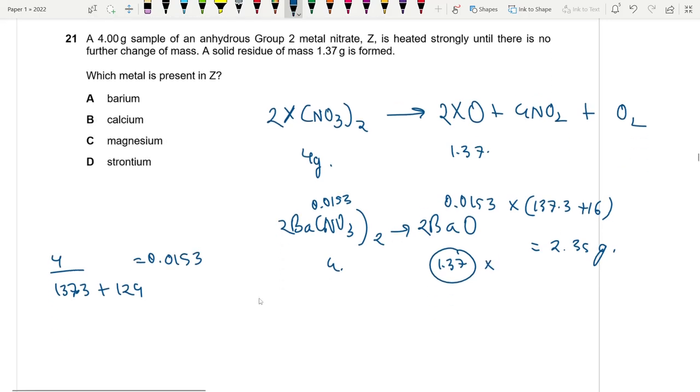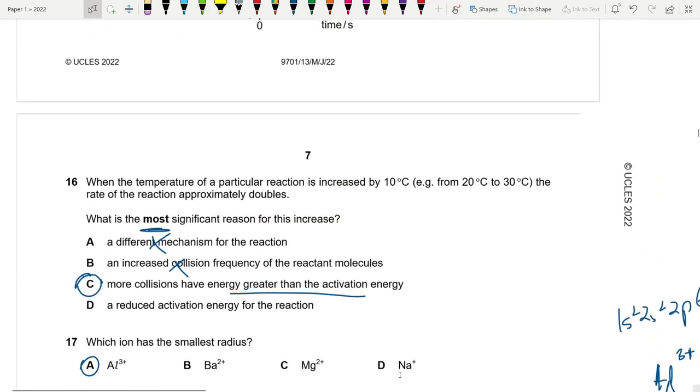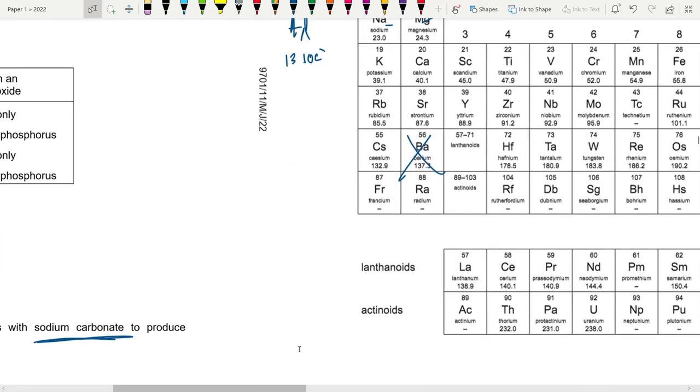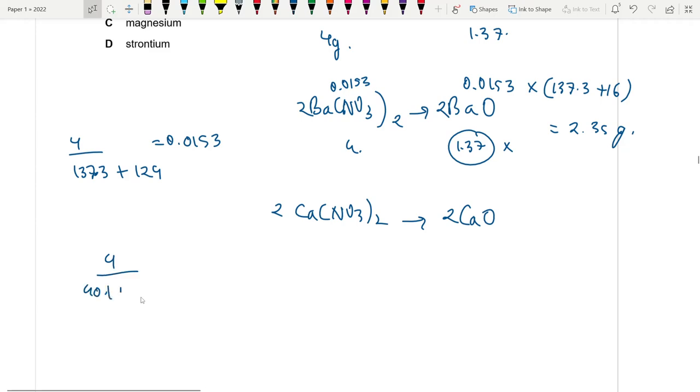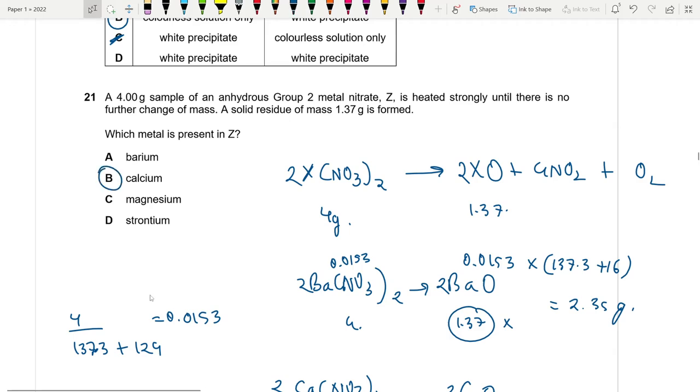Next one, calcium. Calcium nitrate gives calcium oxide. Calcium is 40.1, I guess. So 4 divided by 40.1 plus 124 has 0.024375 moles. This is also 0.024375 moles of oxide. Multiplied by the Mr, 40.1 plus 16, gives us 1.37. We got a winner. The answer is B.